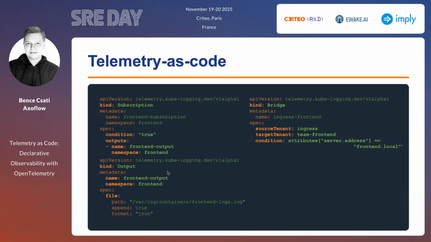And one interesting custom resource that we have recently added is the bridge. For the OpenTelemetry folks here, it's basically a routing connector. We are using that to route a subset of the logs, based on the same OTTL condition, to a target tenant, from one tenant to another tenant.